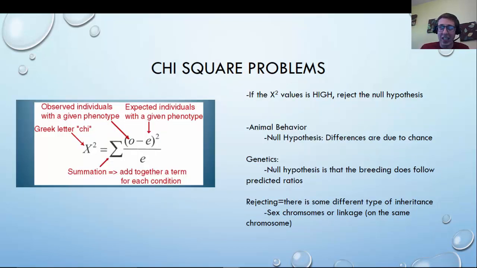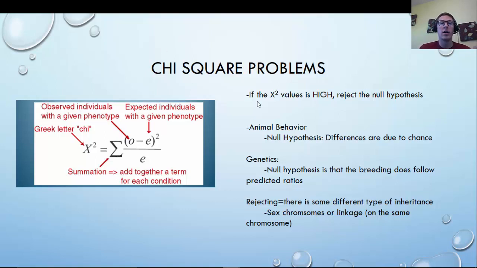Chi-squared problems, you're probably going to see these too, maybe a couple of times in different formats. Remember the formula: chi-squared equals the sum of the observed minus the expected, squared, divided by the expected. The observed is what they actually get from the data. The expected, in animal behavior, you're usually going to set to just the average. So it's just 5 go one way, 5 go the other way.